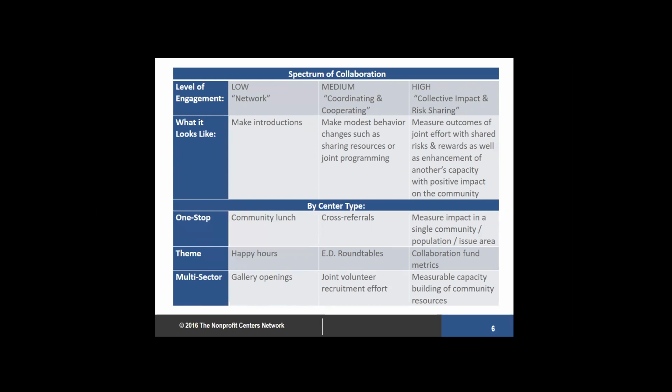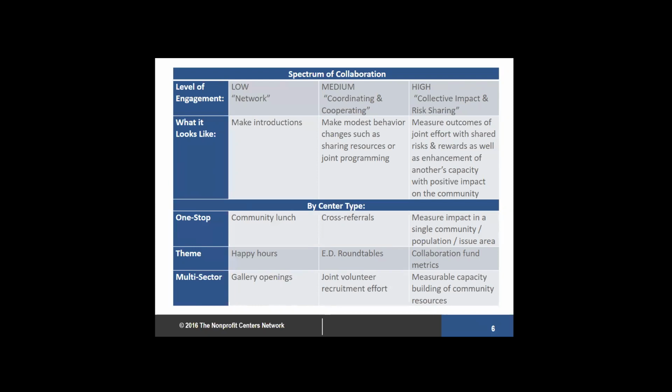And so for some of our centers, their goal for collaboration was on the low end of the spectrum. A network, they're building their networking skills. They're building connections between people for the purpose of helping information flow more freely from one entity or another. We know that collaboration is built on trust, and trust is built on relationships between people.